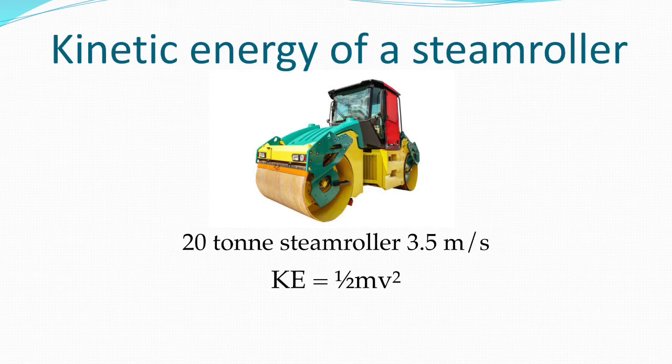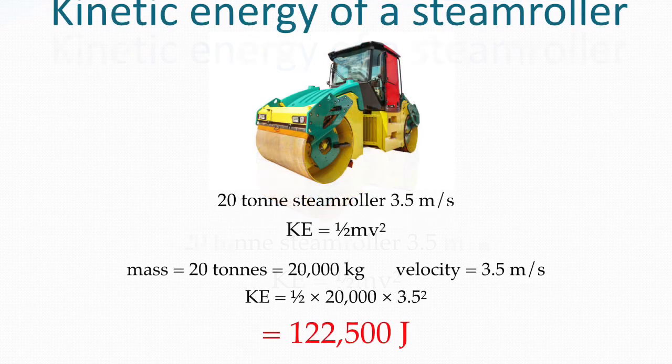And I'd like you to try and calculate the kinetic energy associated with a 20-ton steamroller. A ton is 1,000 kilograms. Remember to change it into base units first. Pause the video while you calculate the answer. The answer would be 122,500 joules. If you got this answer, that's fantastic.